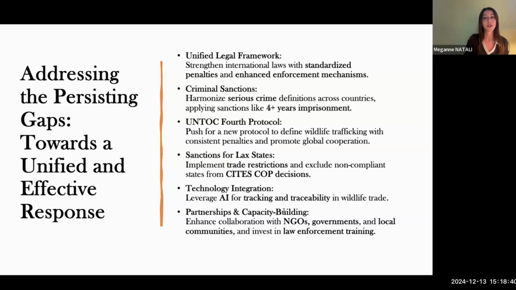Another strategic approach, strongly advocated by various organizations, is the formal adoption of the fourth protocol under the UNTOC. This protocol would provide a clear and standardized definition of wildlife trafficking, accompanied by consistent penalties, thereby promoting alignment of national strategies and strengthening international cooperation. This proposal was notably re-emphasized by attending NGOs during the 12th session of the UNTOC in Vienna last October, an event I had the honor to attend as a WAJ delegate.